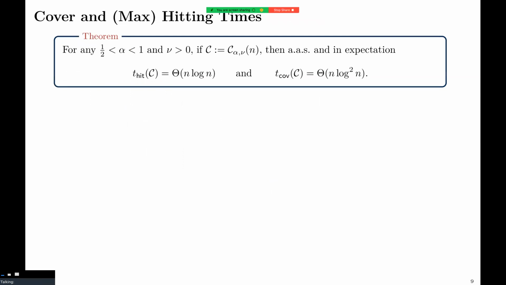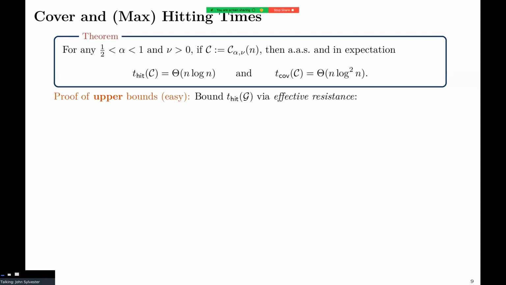Okay, so how do we use this? Well, the first result we have is that the hitting and cover times are n log n and n log n squared in expectation and asymptotically almost surely, so with probability going to 1, where that probability corresponds to the giant component of the hyperbolic random graph, in the regime where you have the natural power laws. So how do we prove this?